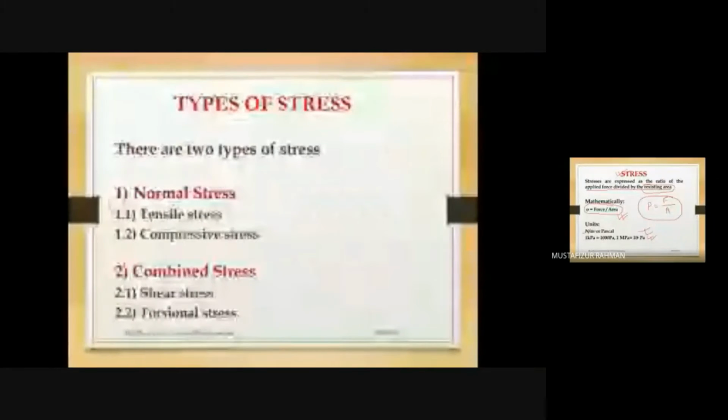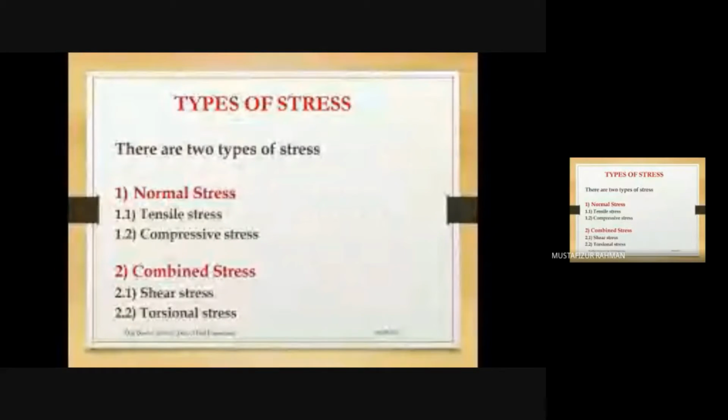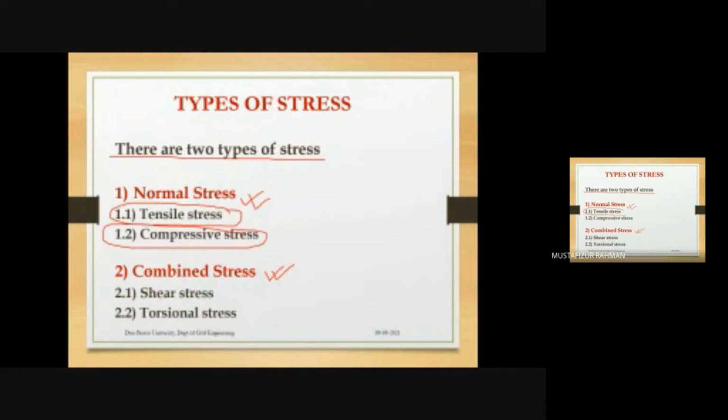Now, what are the types of stresses? There are two broad classifications of stress. One is normal stress, one is combined stress. When it is normal stress, it can be tensile, it can be compressive. I think we understand these terms, right? When it is combined, these tensile and compressive forces combine in different ways and give rise to shear stress or torsional stresses.